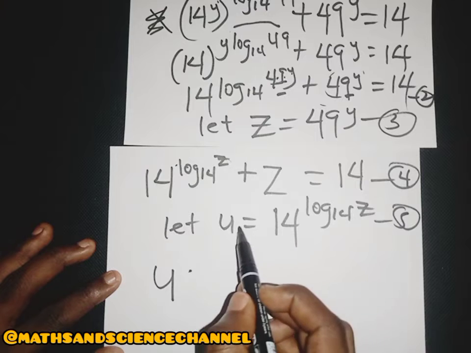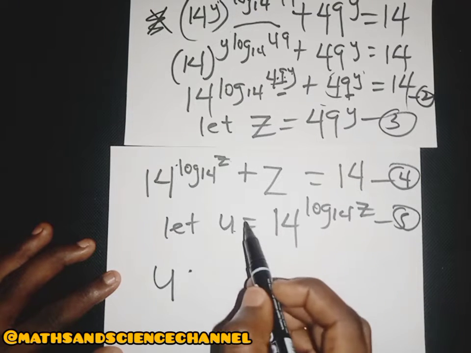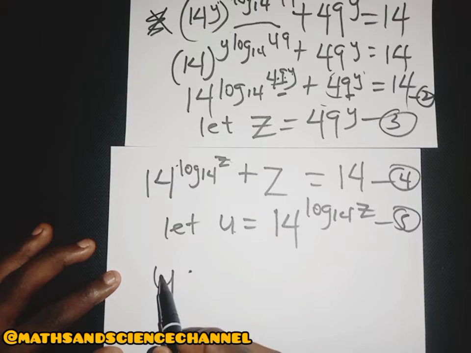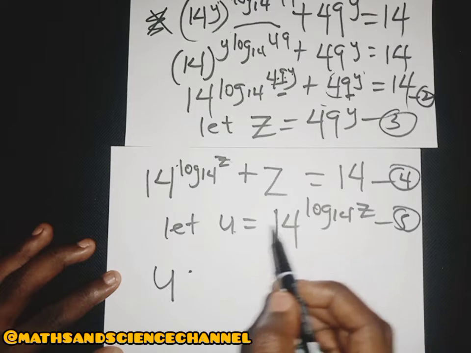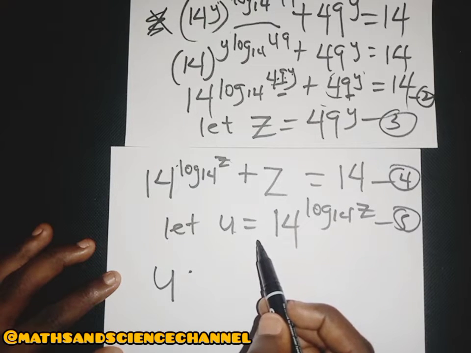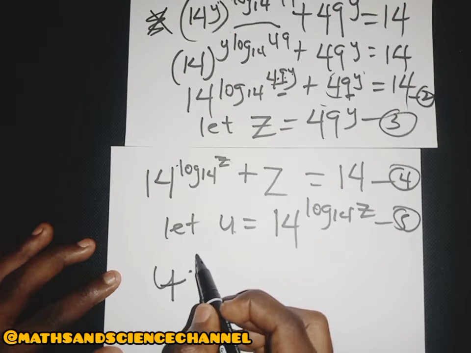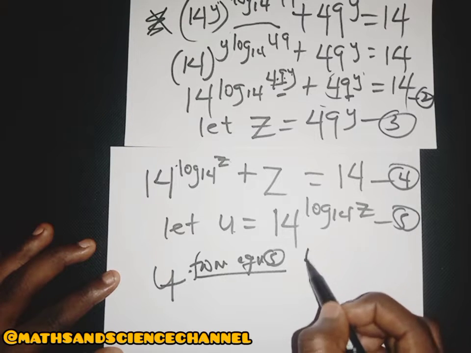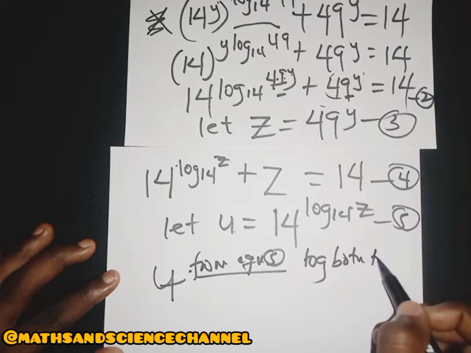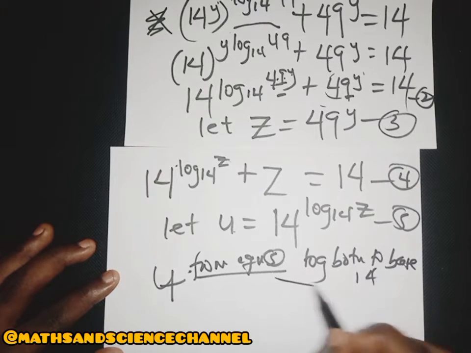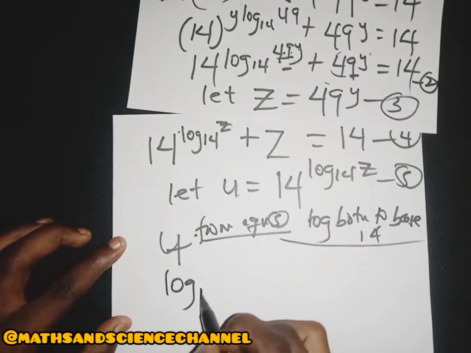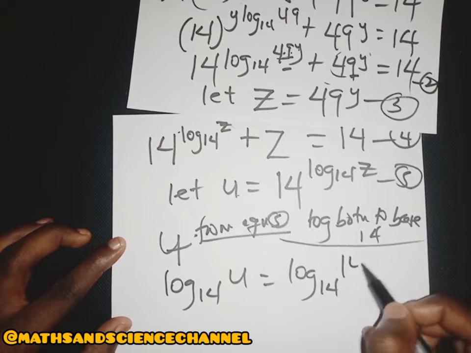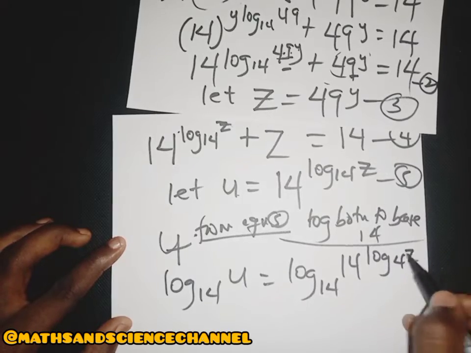Remember, if we have something like this, we can make z the subject also from here. Making z the subject, we can multiply both sides by log base 14. So from equation 5, we log both sides to the base 14. So we have log base 14 of u being equal to the log base 14 here, and then we realize that it will be made easier for us to do this.